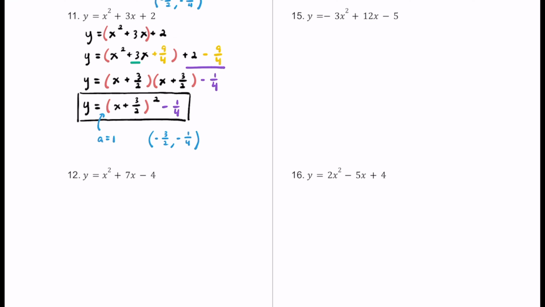Now just summarizing this with a little bit less writing, so you hopefully get the hang of it and are a little bit more fluent, but the a value here is 1, so there's no vertical stretch or shrink. And we also know that the h value of negative 3 over 2 means we shift 3 over 2 units to the left, and the minus 1/4 on the outside means that we shift 1/4 unit down. So that's the vertex, and the axis of symmetry would be x equals negative 3 over 2, or negative 1.5, whatever you want to call it.